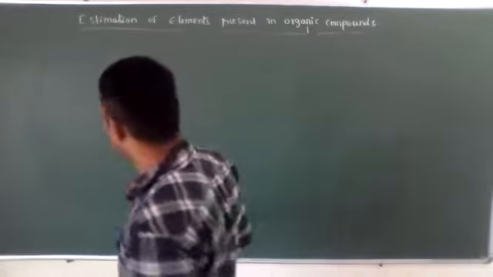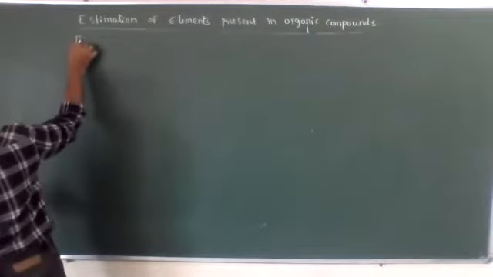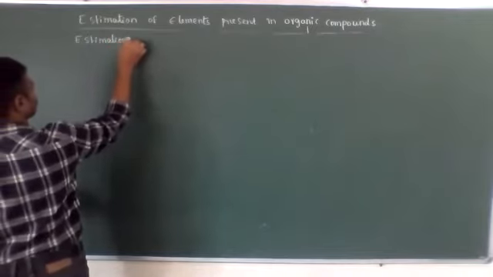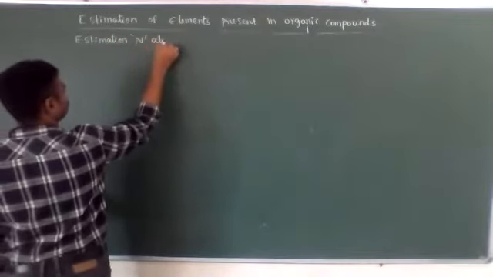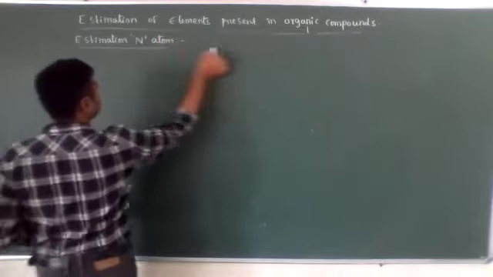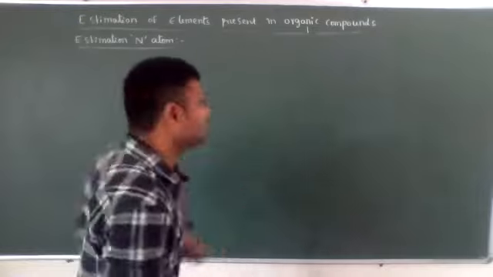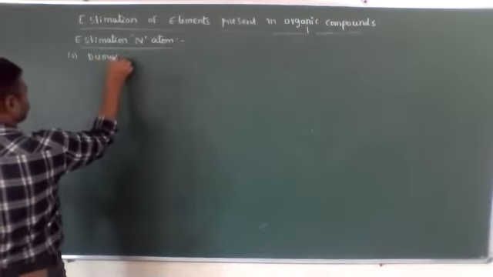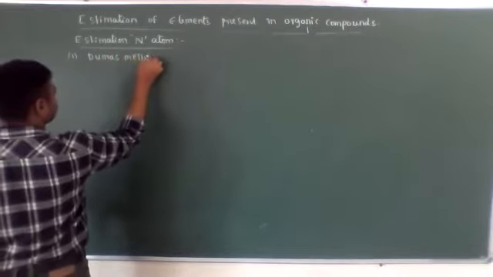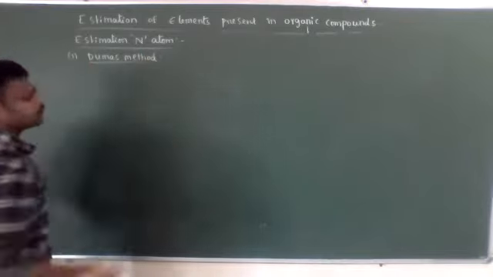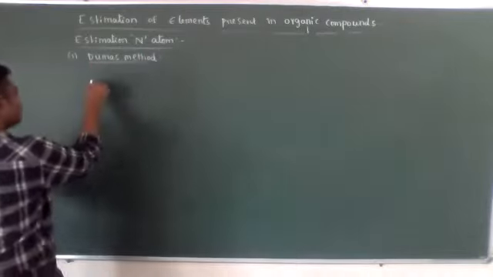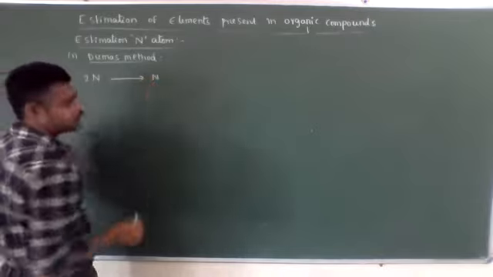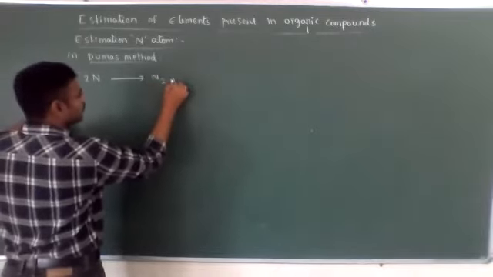Now, nitrogen. Estimation of nitrogen atom in the given compound. See, nitrogen is estimated in two ways. One is the Dumas method. In the Dumas method, the nitrogen present in the given compound is converted into N2 gas.